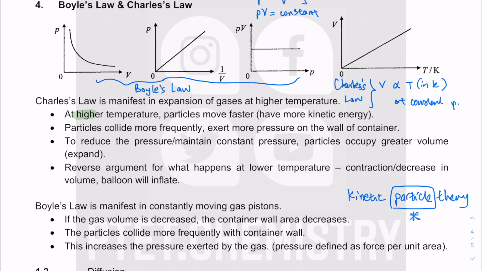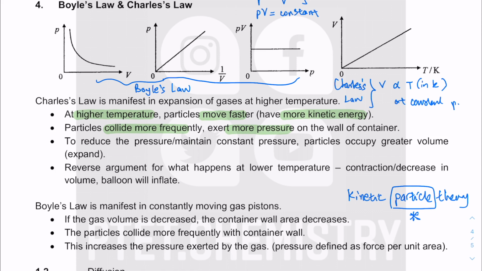So when you go to higher temperature, we talk about temperature as a measure of your average kinetic energy. Particles will move faster, therefore they have more kinetic energy. When you move faster, you will collide more frequently. A lot of students just think about this, but they forget to relate it to pressure, when Boyle's law asks you about pressure and volume. So you need to relate temperature with pressure as well.